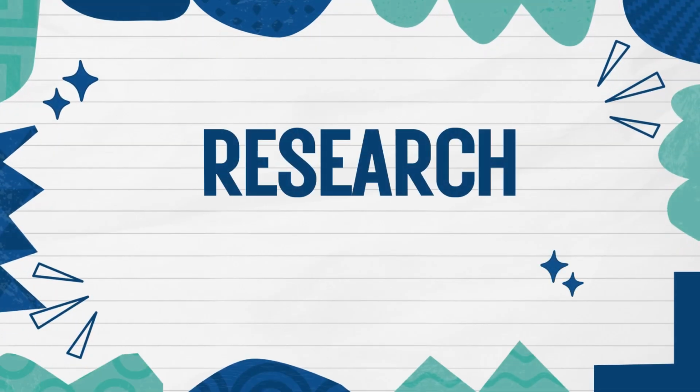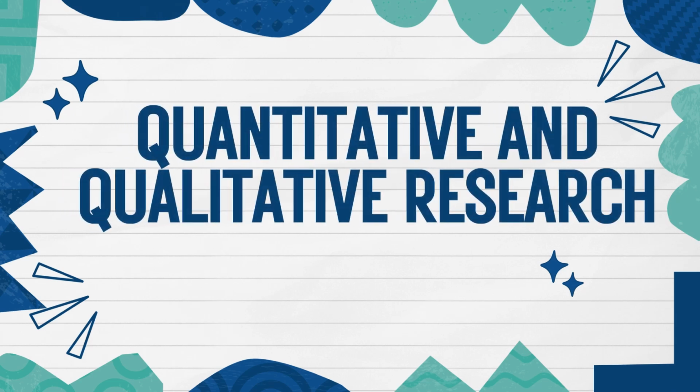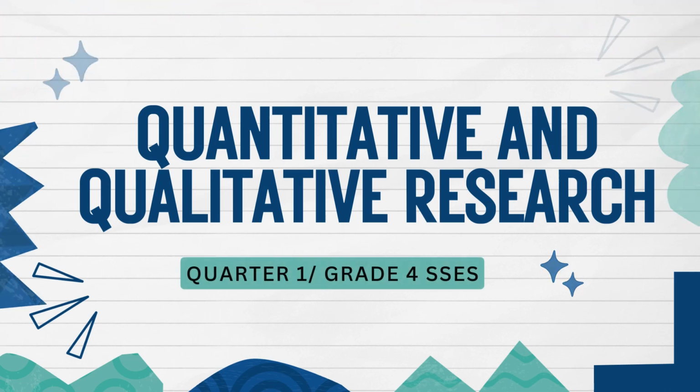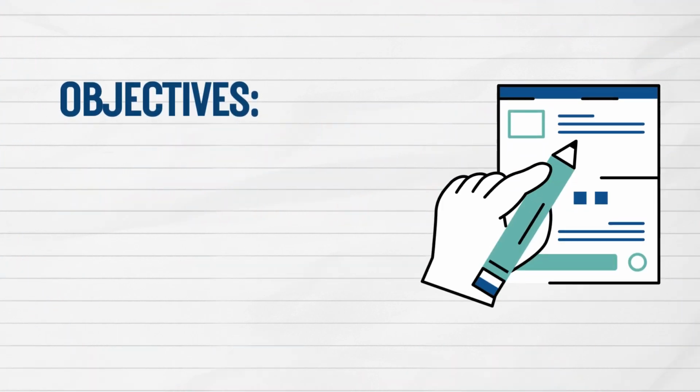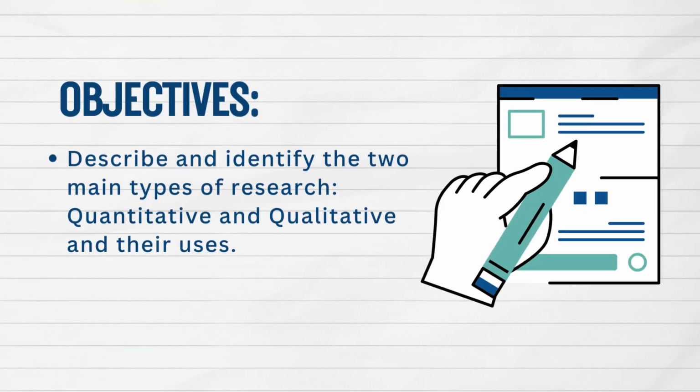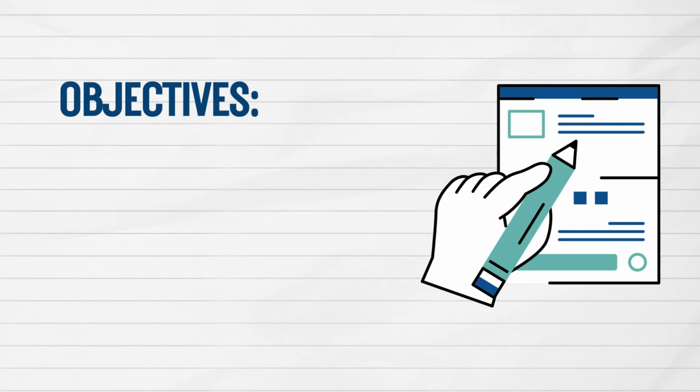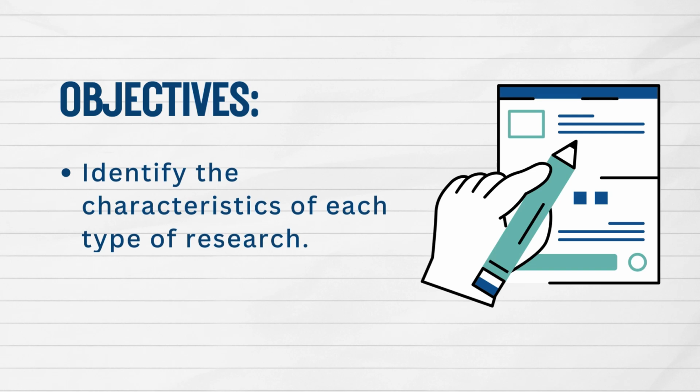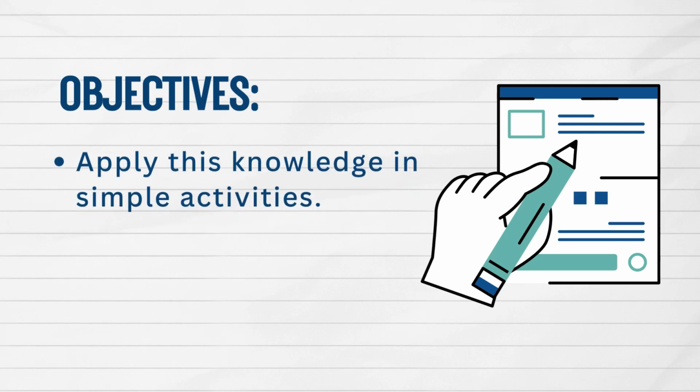We're going to explore something exciting. Our topic for today is about understanding quantitative and qualitative research. Our objectives for today's lesson are to describe and identify the two main types of research, quantitative and qualitative, and their uses. We will also identify the characteristics of each type of research and apply this knowledge in simple activities.